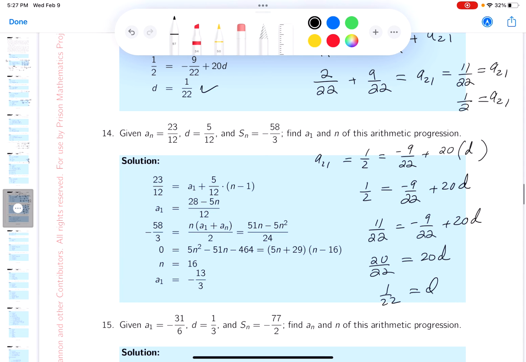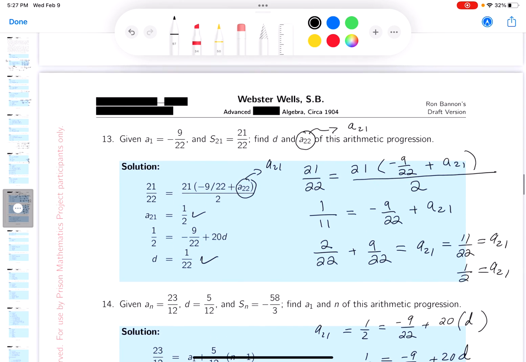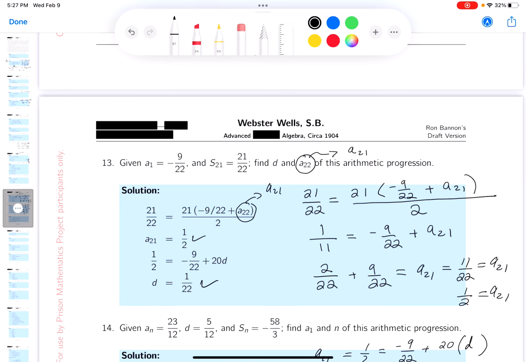That's right over here. By the way, if they did want to know A22, that would equal A1, I'm sorry, plus 21 times D, which is 1 over 22. That's if they want to know that. You could do that. I think I made a typo there. But again, I'll look back over the textbook to see if I did a typo. And if it is a typo, I'll correct it. And if it's not a typo, I'll have to put that answer in.